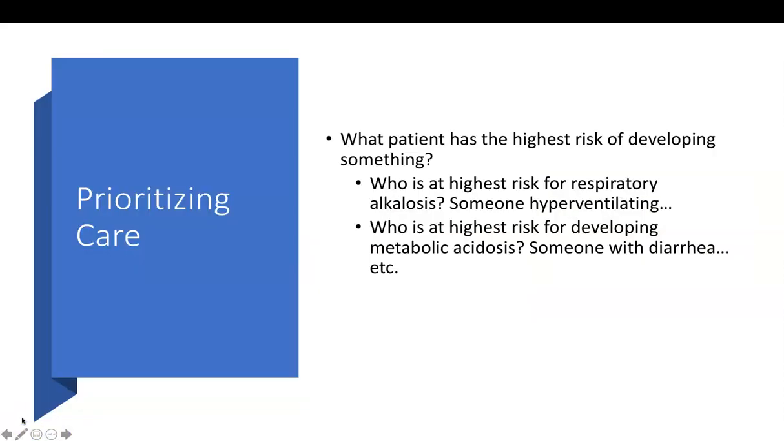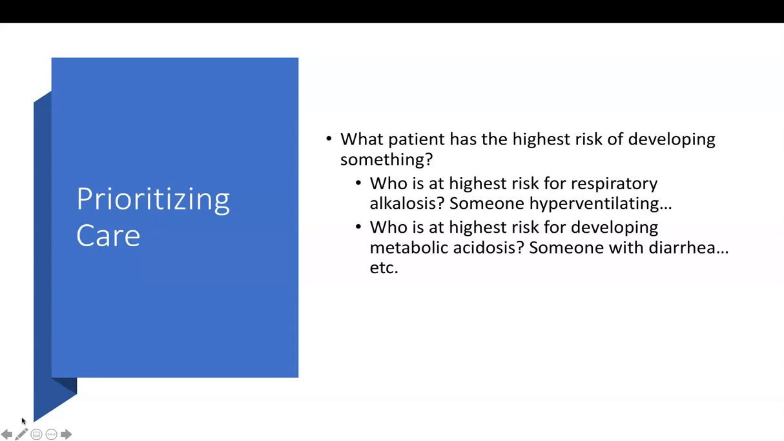A big thing when we're looking at this is, how do we prioritize care? How would we know what's the most important thing to look at? When we look at patients, and you're going to see this throughout nursing, who do we see first? What's the most important? It's the patient that either has significant signs and symptoms, or someone who has the greatest risk for something.